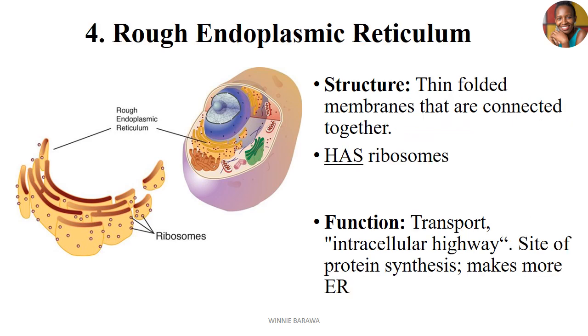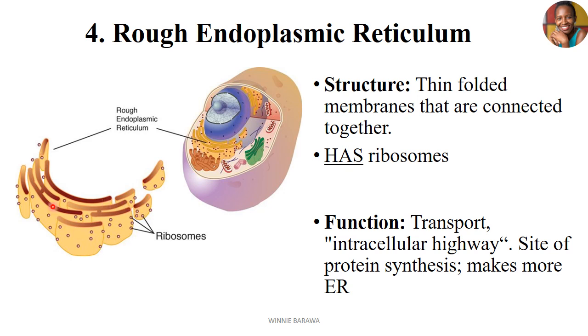The fourth is the rough endoplasmic reticulum. The rough endoplasmic reticulum is made of tiny folded membranes that are connected together. They have ribosomes, and the main function is to transport materials. It allows a pathway for transportation of materials. The tiny folded membranes form together plates, and these plates are like channels of transportation. So they allow materials to be transported here, primarily proteins. So just remember, this is primarily proteins.